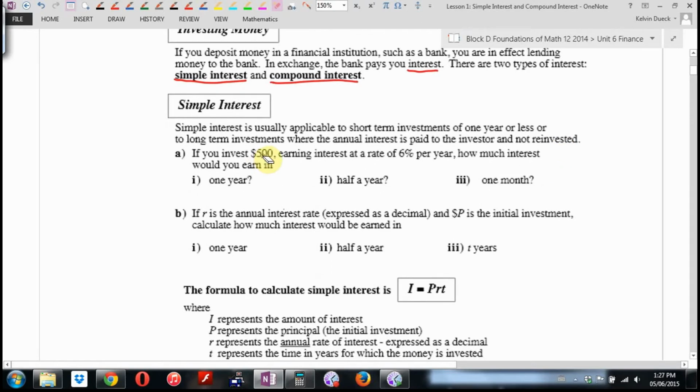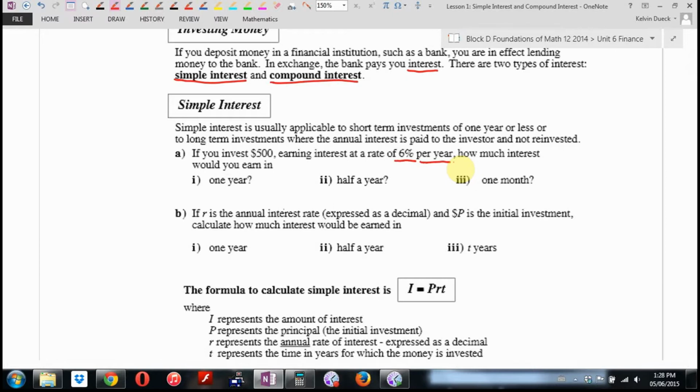Suppose you invest $500 with an interest rate of, all of us please underline 6%, just to get you in the habit of looking for the rate. But you also have to look at what the terms are per year. How much would you earn in 1 year? How would you calculate it?